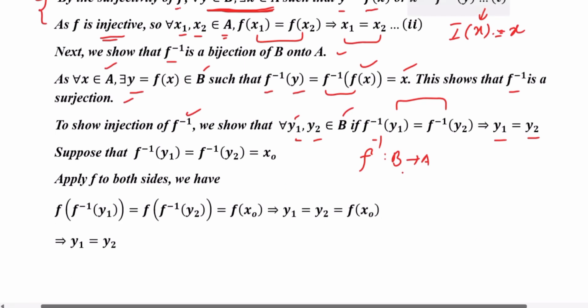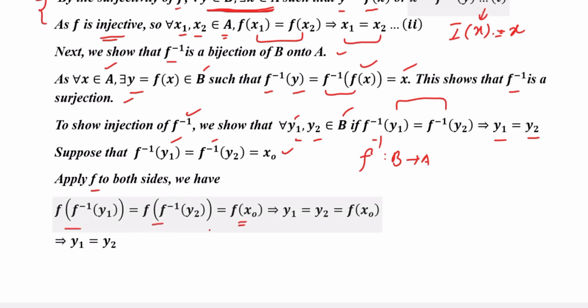Suppose these two values are equal, and suppose their common value is x naught here. I am applying f on both sides here, so f applied to the first part gives f x naught, and f and f inverse both are the inverse function of each other, so this gives us simply y1. From here I have y2, which is equal to f x naught. This shows that y1 and y2 both have the same common value f of x naught. This implies y1 is equal to y2, which is my required.